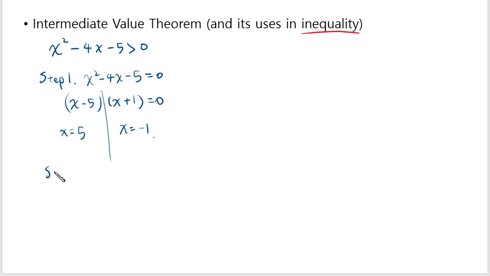Now step 2, what you do is you put it on the number line. So here's negative 1, here's 5, and this is the entire number line. So negative 1, 0, 1, 2, 3, 4, and then 5, and so on. Now you can see that the number line is divided into 3 parts by these two numbers. And what you do in step 2 is, once you put those numbers and divide the number line into many parts, you're going to pick sample values, test points.